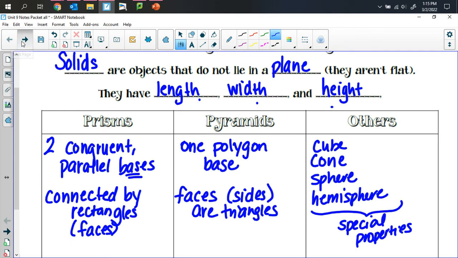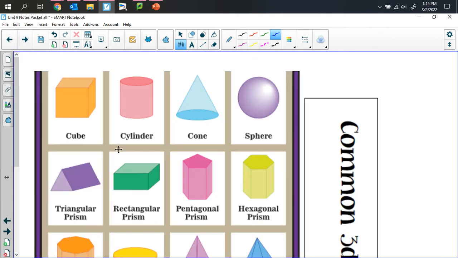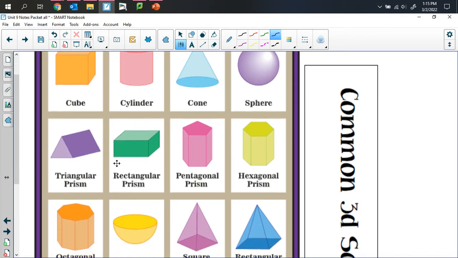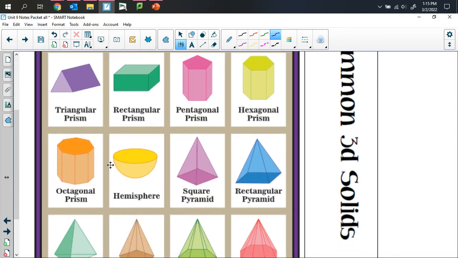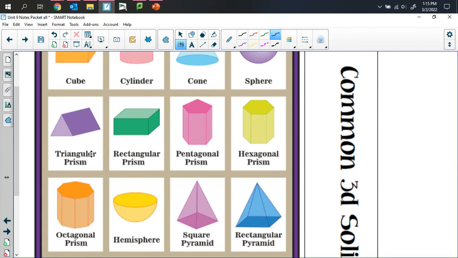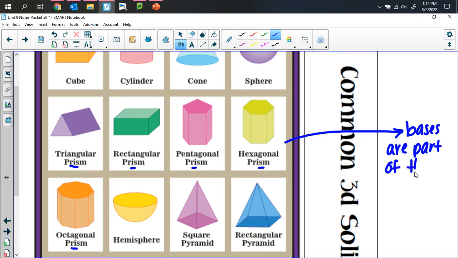So when you take a look at a solid, for example, at the bottom of page 2 here, you have a list of common solids. When we actually look at these, you'll notice that the prisms are all right here. We have a triangular prism, a rectangular, a pentagonal, a hexagonal, and an octagonal prism. When we name the prisms, their bases are part of their name. And that allows us to identify the difference between the different prisms here.